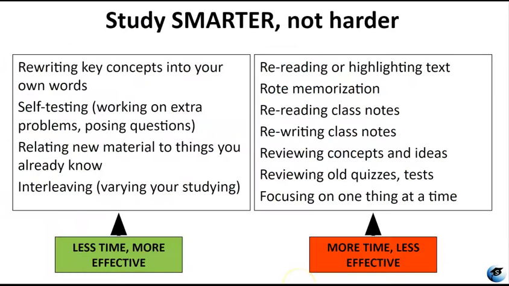I encourage students to study smarter, not harder, by which I mean you want to get more out of your study time and you want to learn more in less time. What I see a lot with my students over the years is them using these techniques here on the right for studying, things like rereading, rewriting, going over old quizzes, going over old class notes. And that's fine, except it's very, very time consuming.